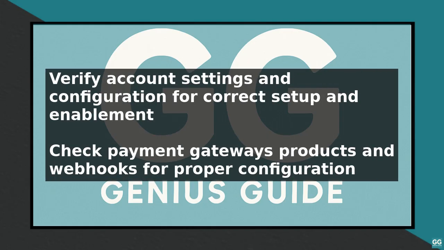Another common issue is data discrepancies, so check your sales and revenue data to ensure it is accurate and up to date. If you notice any discrepancies, try refreshing the page or checking the data in a different format, such as a CSV export. Additionally, check Paddle's status page to see if there are any known issues or maintenance scheduled that may be affecting your dashboard.